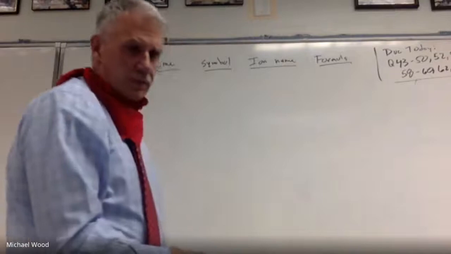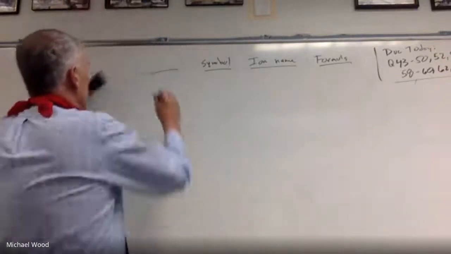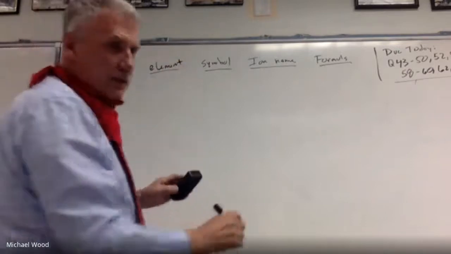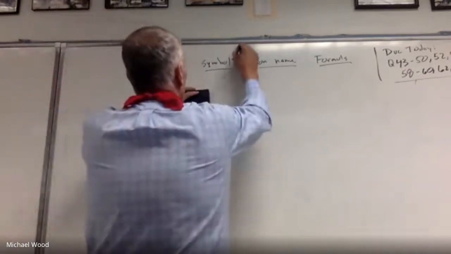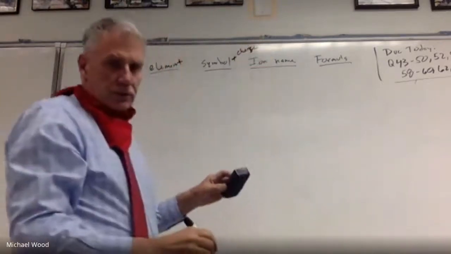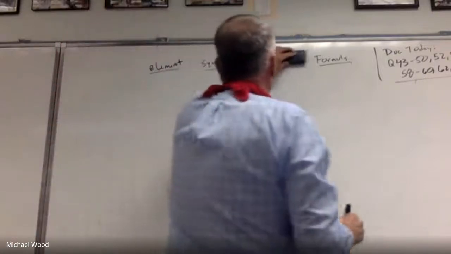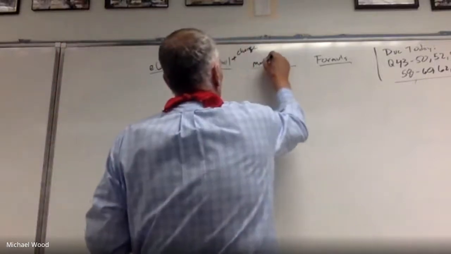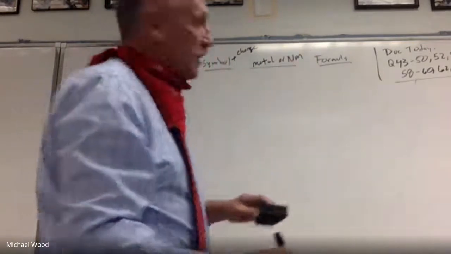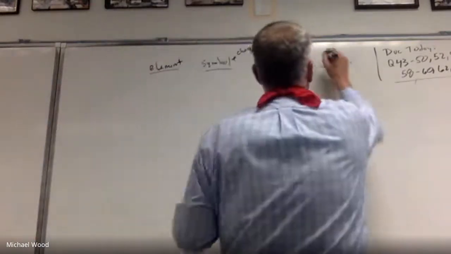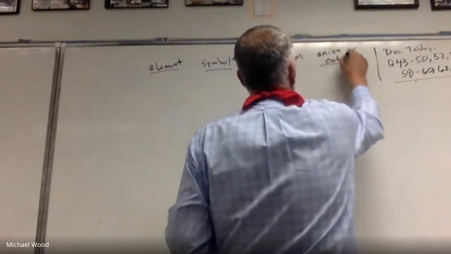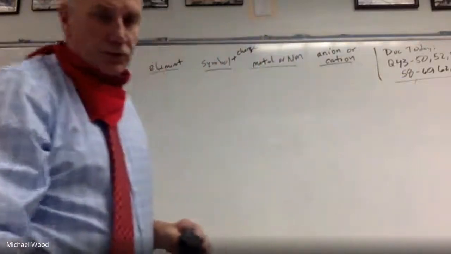Okay, so here we've got the element. We've got the symbol and charge. We've got metal or non-metal. So you say metal or NM non-metal, and anion or cation. Okay, so I did the first two for you there.